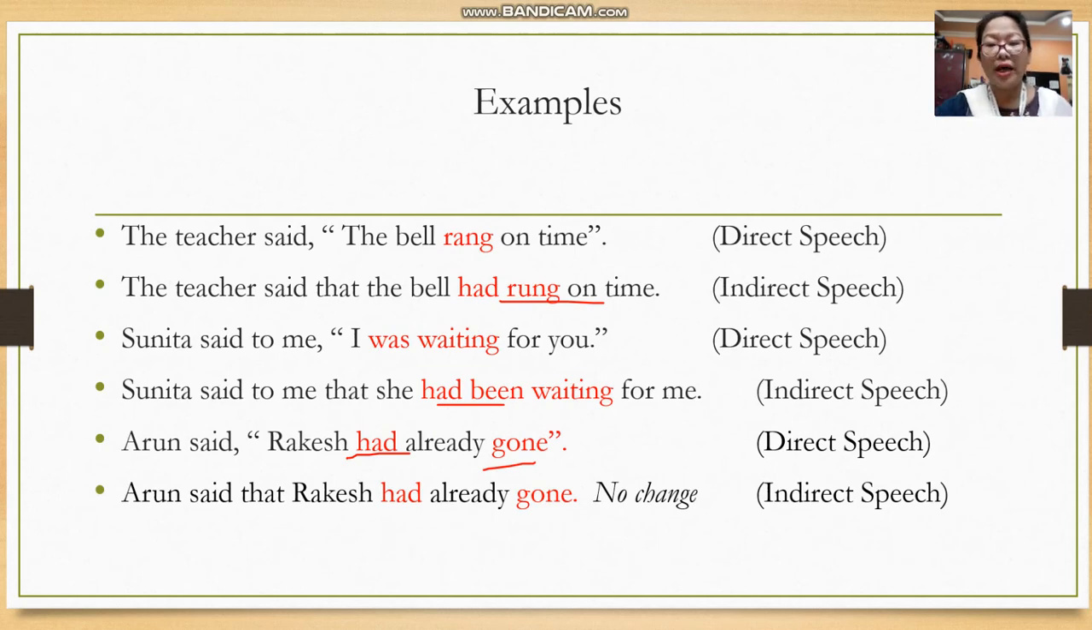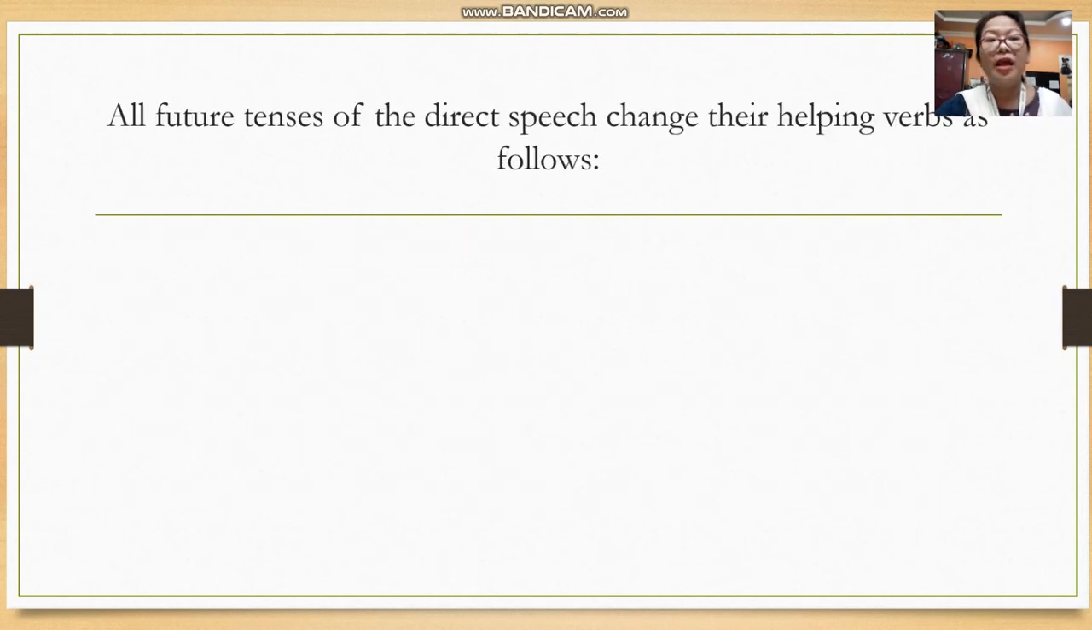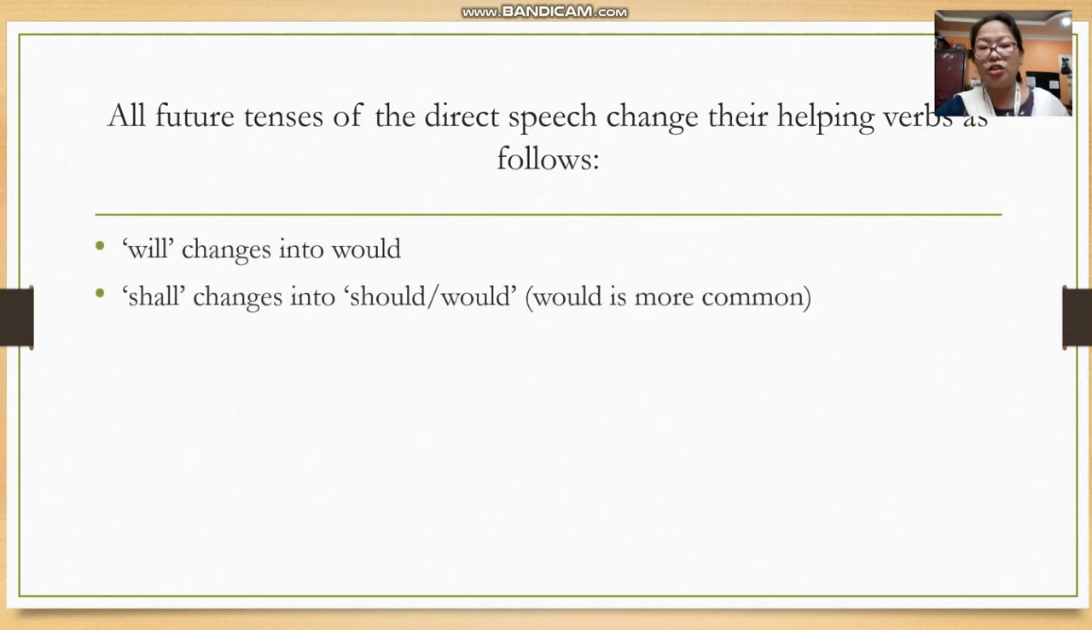So I hope the examples are clear. Now all future tenses of direct speech change their helping verb like this. Will changes into would. Shall changes into should, or would. Would is more common.